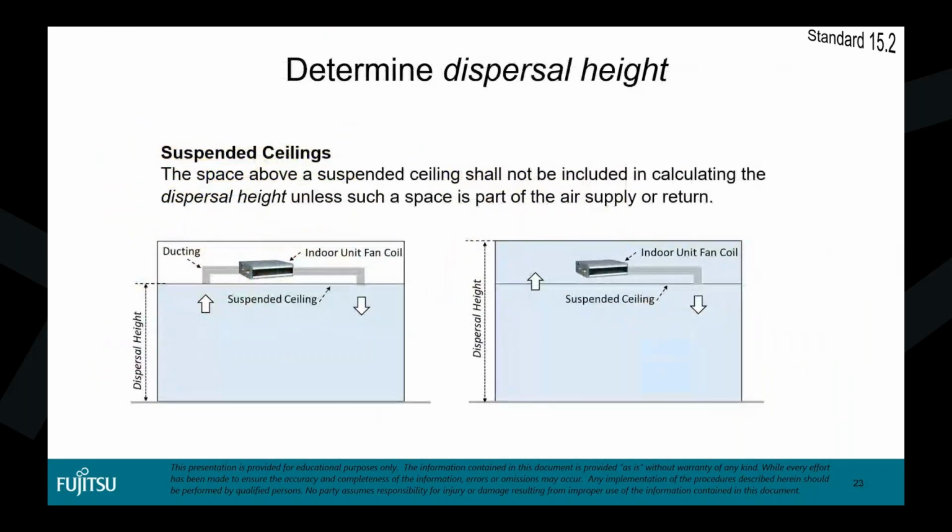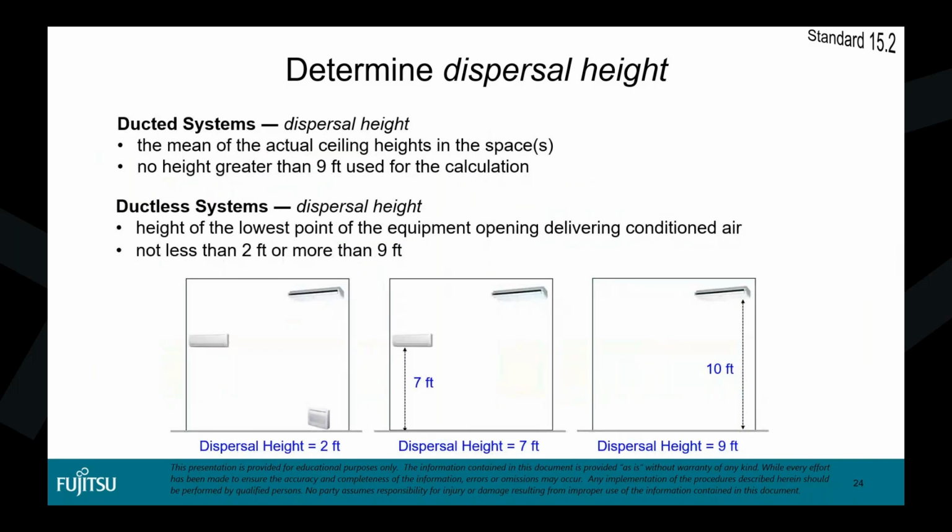Let's look at the height. If we have suspended ceilings, on the left, you can see we have a suspended ceiling with a ducted unit above. We cannot include the area above that suspended ceiling. But if we take out the supply or return duct from that unit, then we have a connection with that space above the suspended ceiling. We can include that in the volume or in the area calculation. But it can't be more than 9 feet. It doesn't allow more than 9 feet for that dispersal height. So the standard says that for a ducted system, it has to be the mean of the ceiling heights in the spaces. Can never be more than 9 feet.